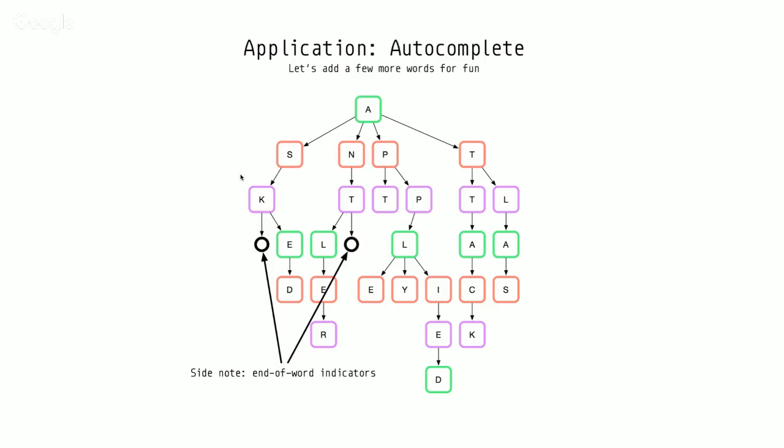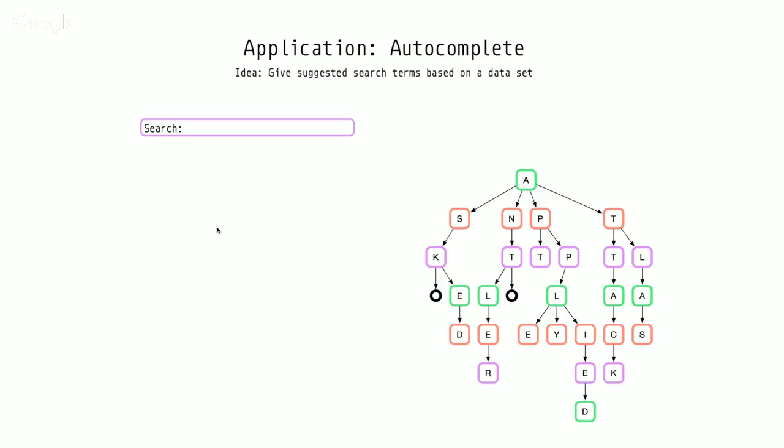So we know that "ask" is in the data set because there's an end of word indicator, like it points to an end of word indicator. And that's all that means. I just wanted to point that out because it's a question that definitely could come up. If you have a word and then a longer word that has the same prefix, how do you store it? And this is how you do it.